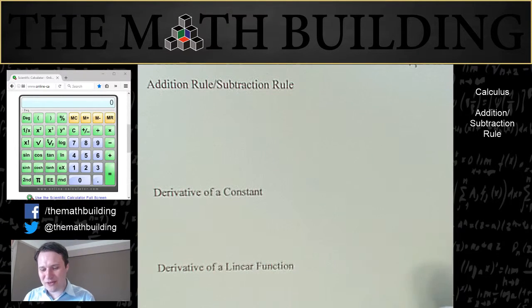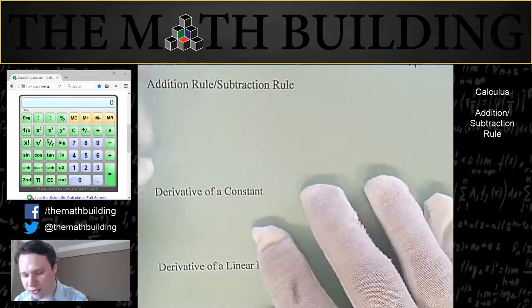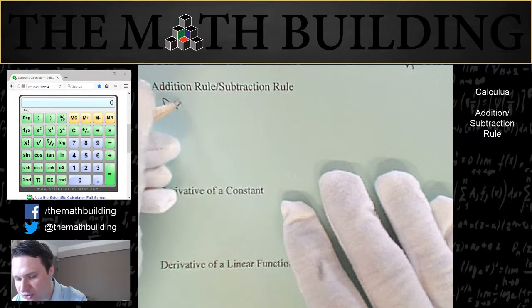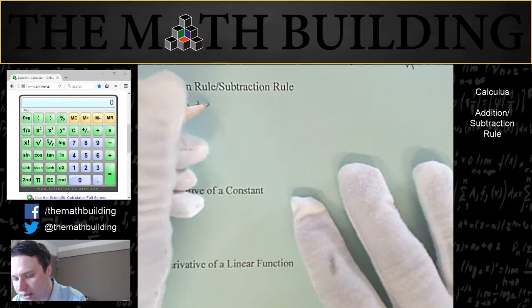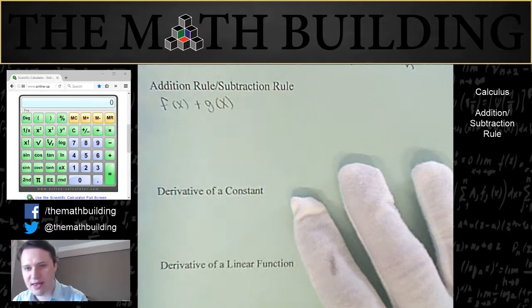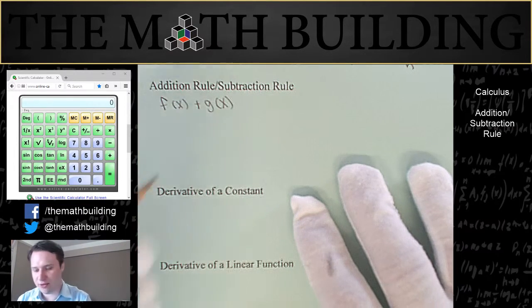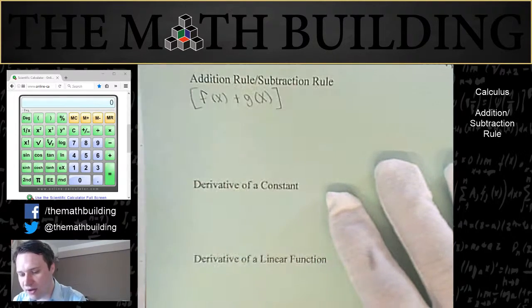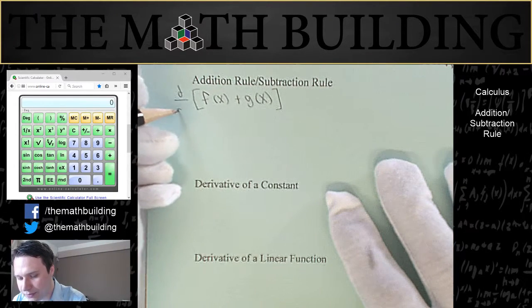My name's Gregory Carlson. Let's look at the addition and subtraction rule, which also is luckily pretty simple. Let's say I have a situation where I have two functions, both of the same variable, so they're both of x, and let's say that they're being added together. The question is, what is the derivative of that?